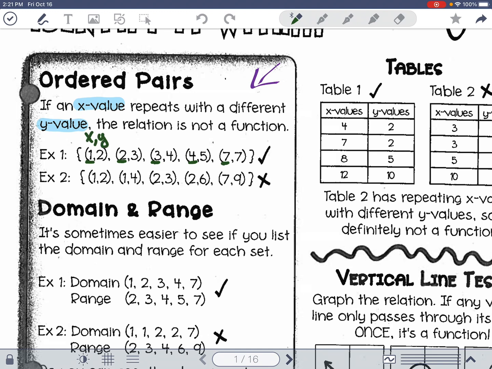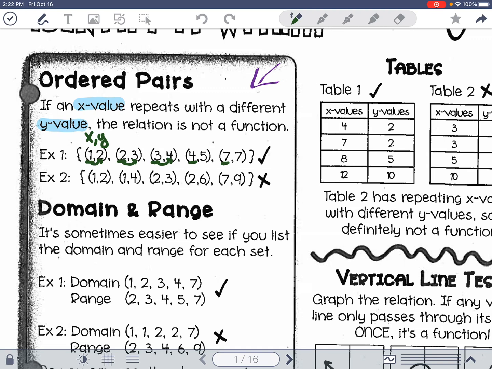So if you look at all your input values, they're all different. And they all have a different output. So the output when we input 1 is 2. The input is 2, the output is 3. The input is 3, the output is 4. So there's no repeating x values paired with two different outputs.